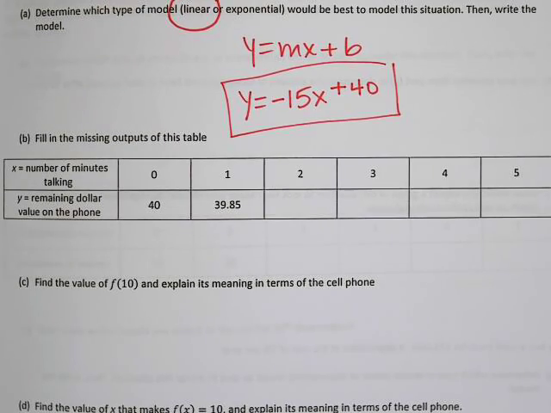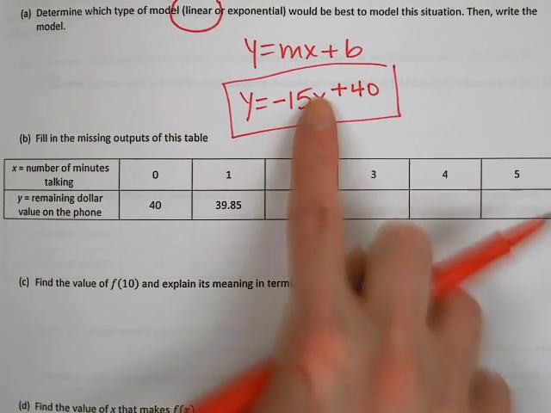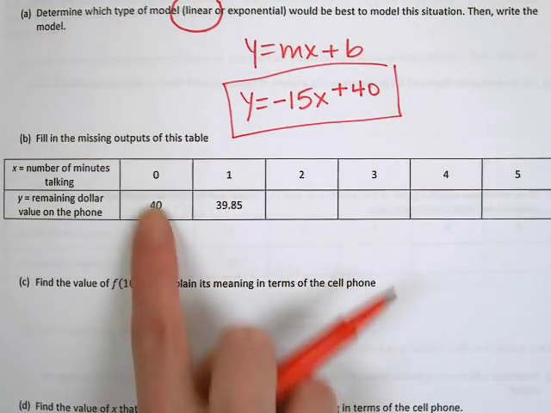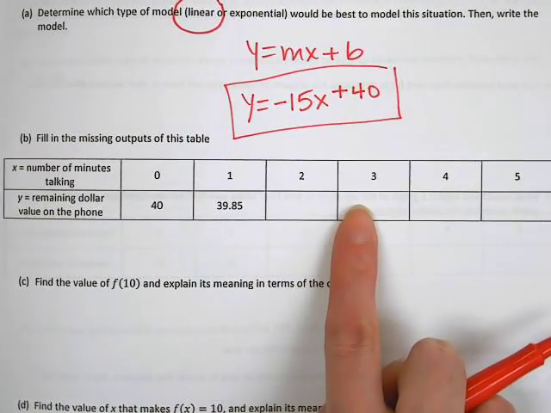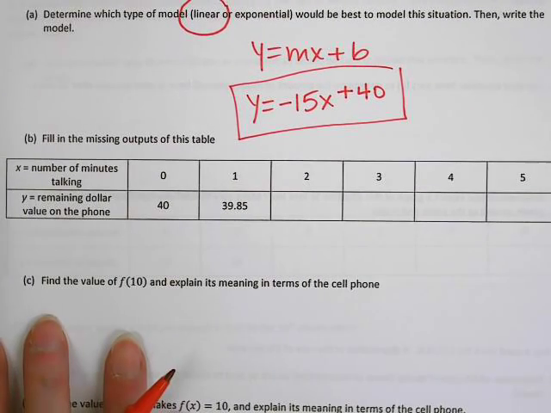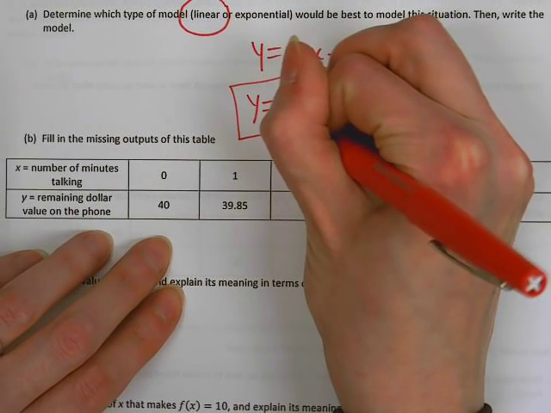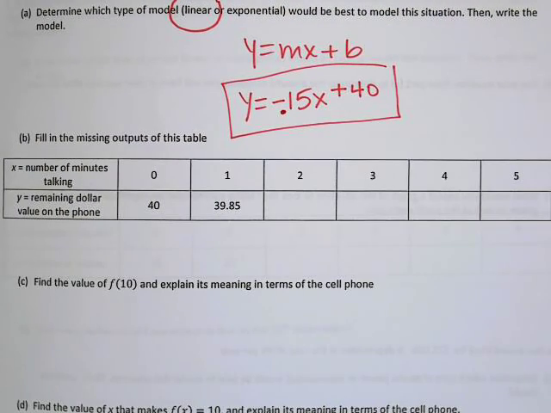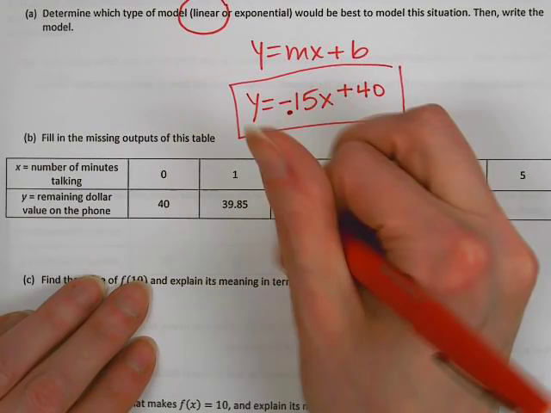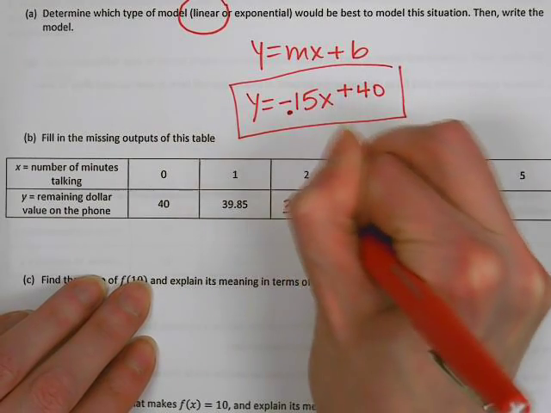And then fill in the missing numbers of the table. You could plug these values in for x, or you could just keep subtracting 15 cents. Oh, I wrote that wrong. 15 cents, not $15. 15 cents. So 39.85 minus 15 cents is 39.70.